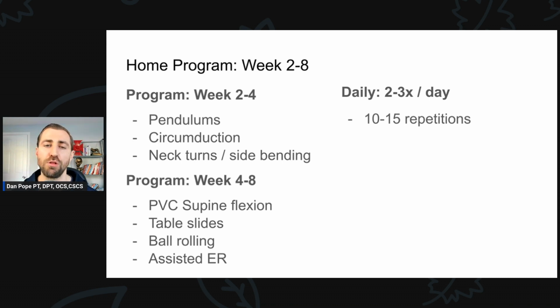We added in some table slides, some ball rolling, and some assisted external rotation. So we had very low level exercises up until week 8. And generally speaking, I asked Brian to do these 2 or 3 times a day, 10 to 15 repetitions. And I never really had to change the frequency just because his range of motion came back so well. It's pretty easy from that standpoint.